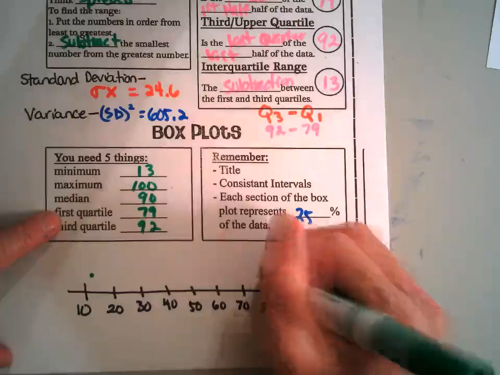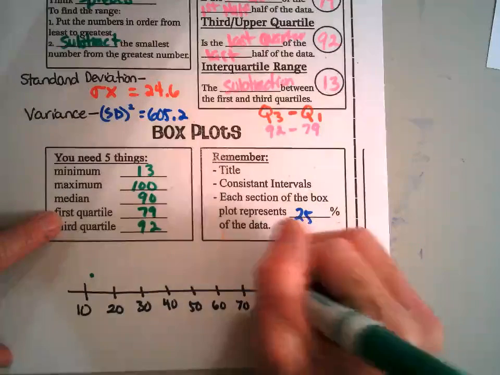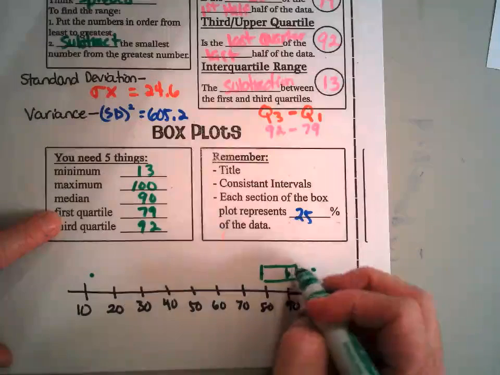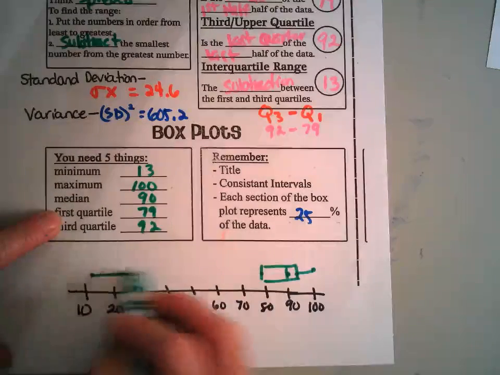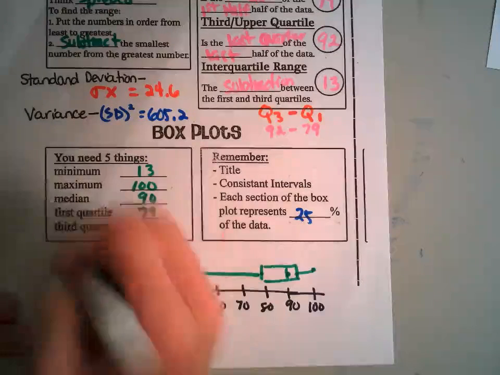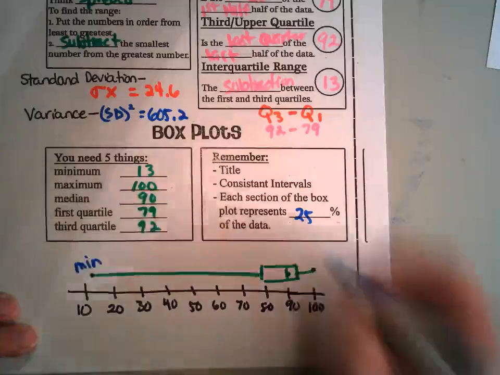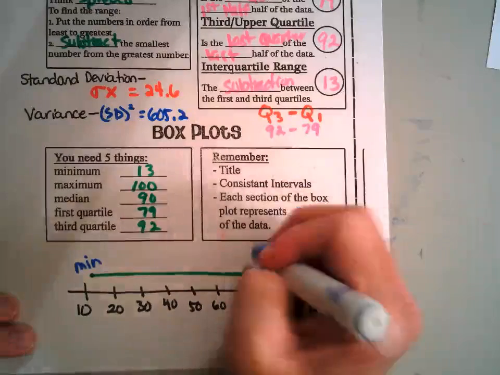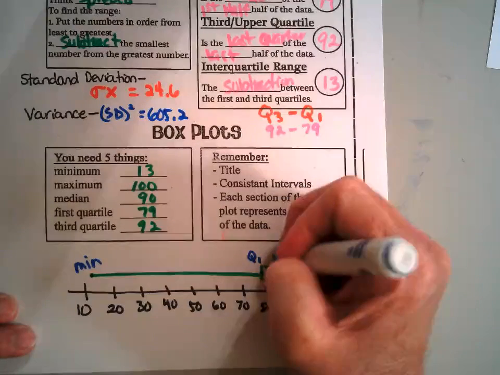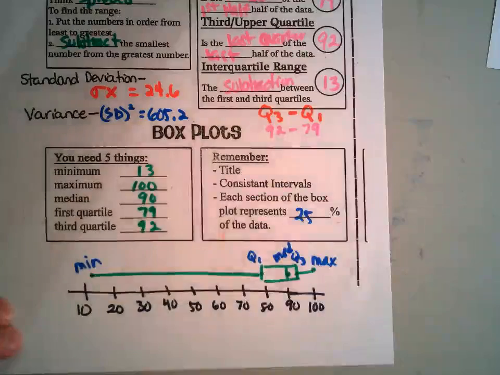And so you get a box between the first quartile and the third quartile, and you connect the whiskers. Let me label those for you. This is the minimum. This is the maximum. Q1, Q3, and in the middle, you've got the median.